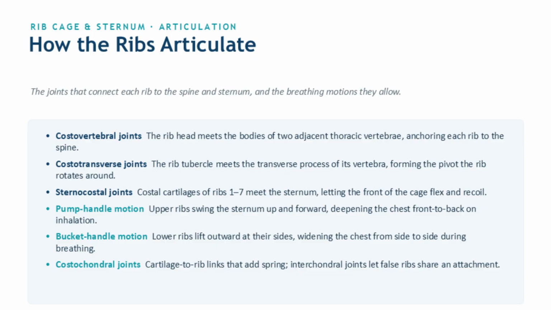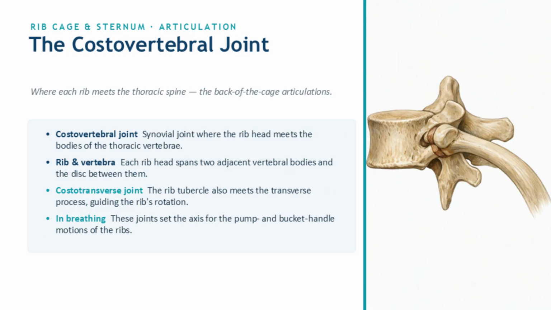Among these articulations, one particular joint is frequently emphasized in anatomy and kinesiology courses. Let's examine that joint more closely. The costovertebral joint. The costovertebral joint forms the connection between the ribs and the thoracic vertebrae. Although these joints are relatively small, they play a significant role in respiratory mechanics. Each rib must be able to move slightly during breathing while remaining securely attached to the spine. This balance between stability and mobility allows the thoracic cage to function efficiently.